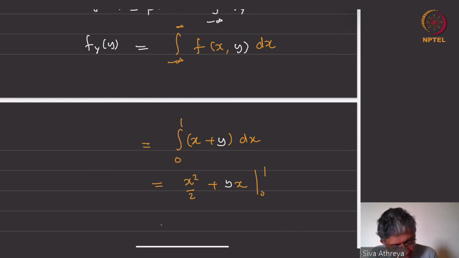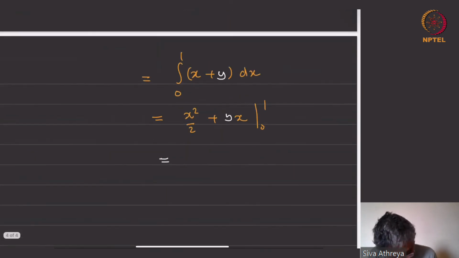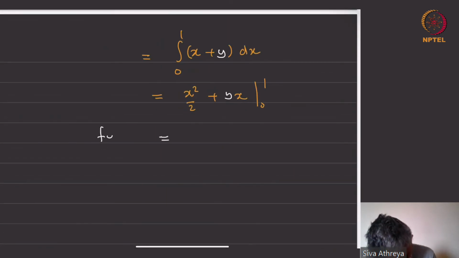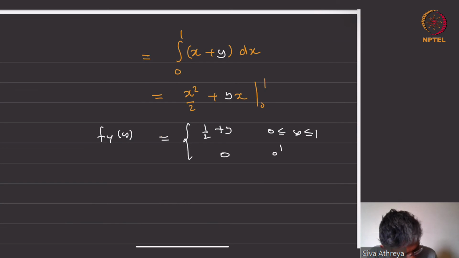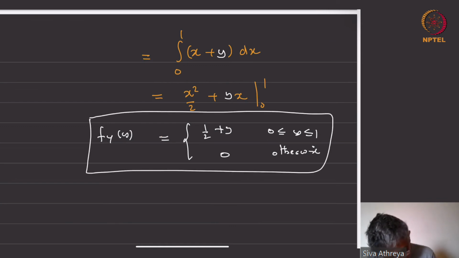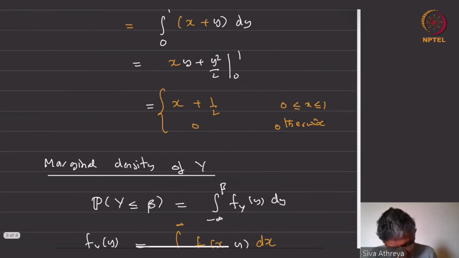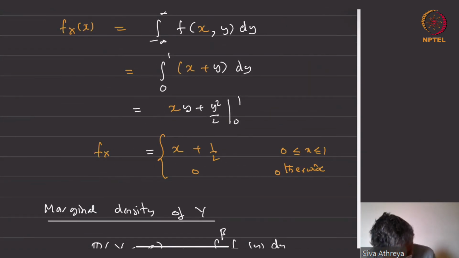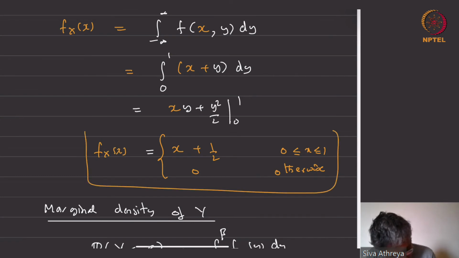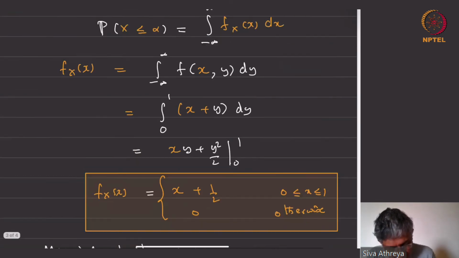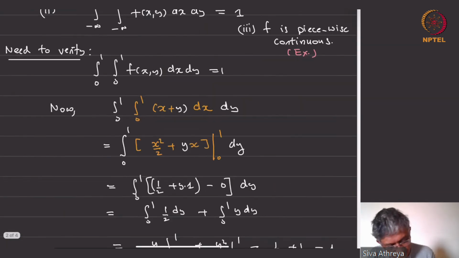Therefore, again we convert everything to y, and we find that f sub y at y is equal to 1/2 plus y, for y between 0 and 1, and 0 otherwise. Very good. So this is the formula we have for the marginal of y. We come up here, we know this is the formula for the marginal of x, and this is the joint density we started off with.